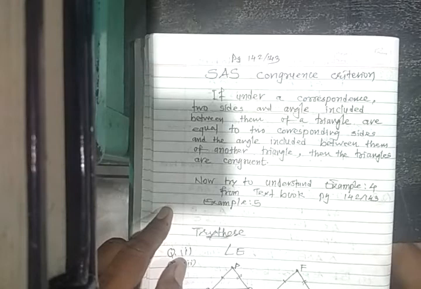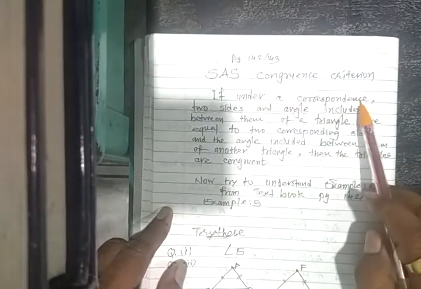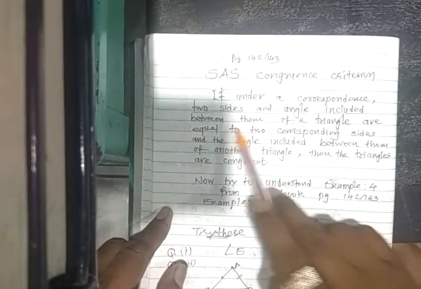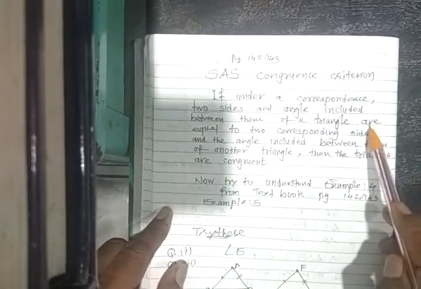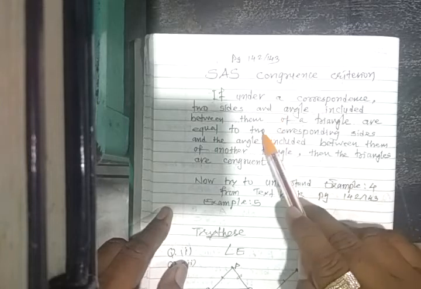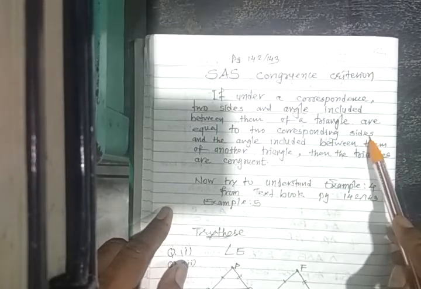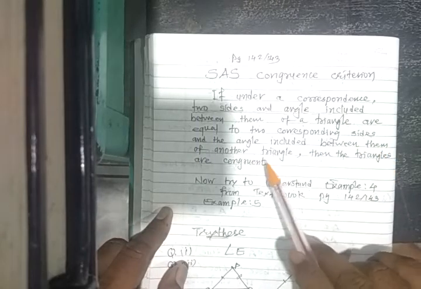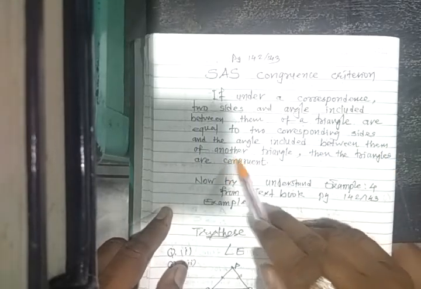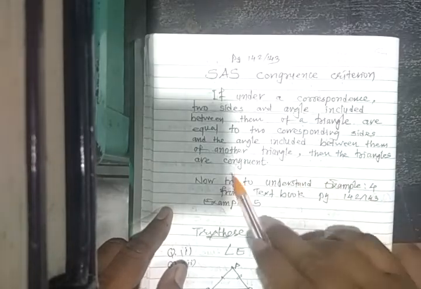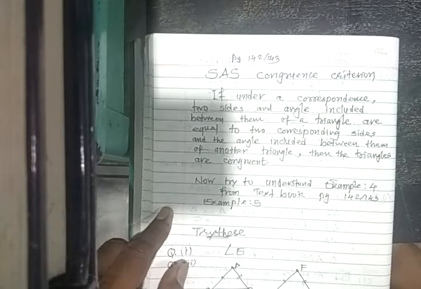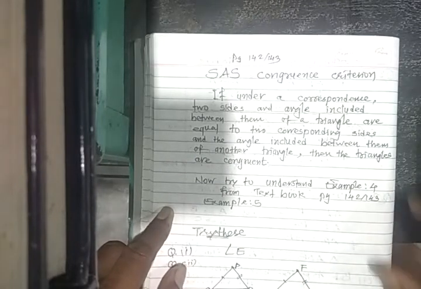Very simple. You see, if under a correspondence two sides and the angle included between them of a triangle are equal to, again same statement, two corresponding sides and the angle included between them of another triangle, then the triangles are congruent. Now try to understand example number 4 from the textbook, page number 142, 143.